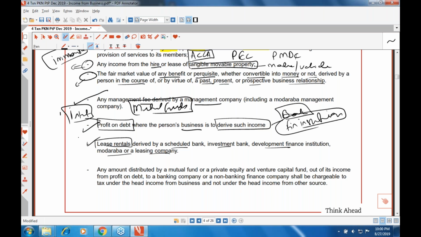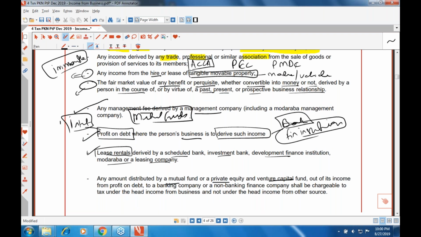Now what next is there? Lastly, any amount distributed by a mutual fund, a private equity fund or a venture capital fund out of its income from profit on debt to a banking or non-banking finance company. So to sum up, what does the business mean? The business means the main thing that you are actually made for, and that is considered to be income from business.